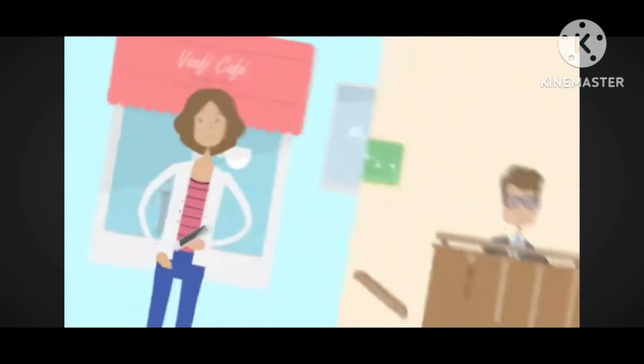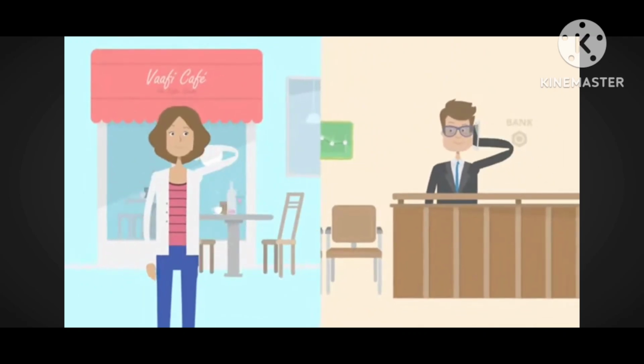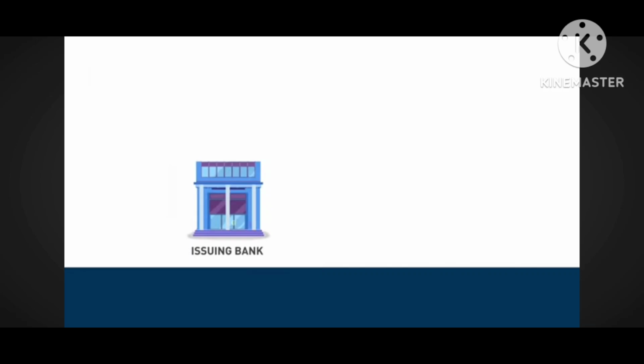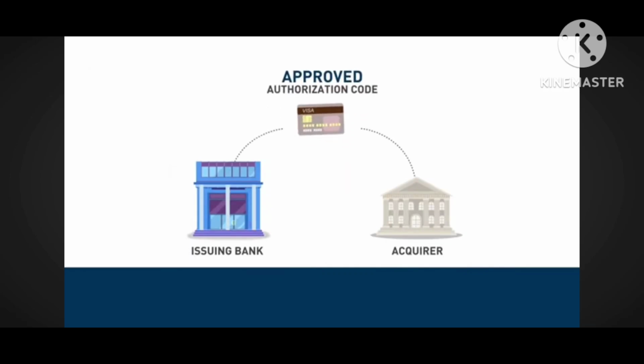That's why you always need to call your bank if you travel abroad and would like to use your credit card in a different country. Once the issuing bank confirms that everything is correct, it issues an approved authorization code and sends it back the same way it received the authorization request, through Visa and the acquirer.